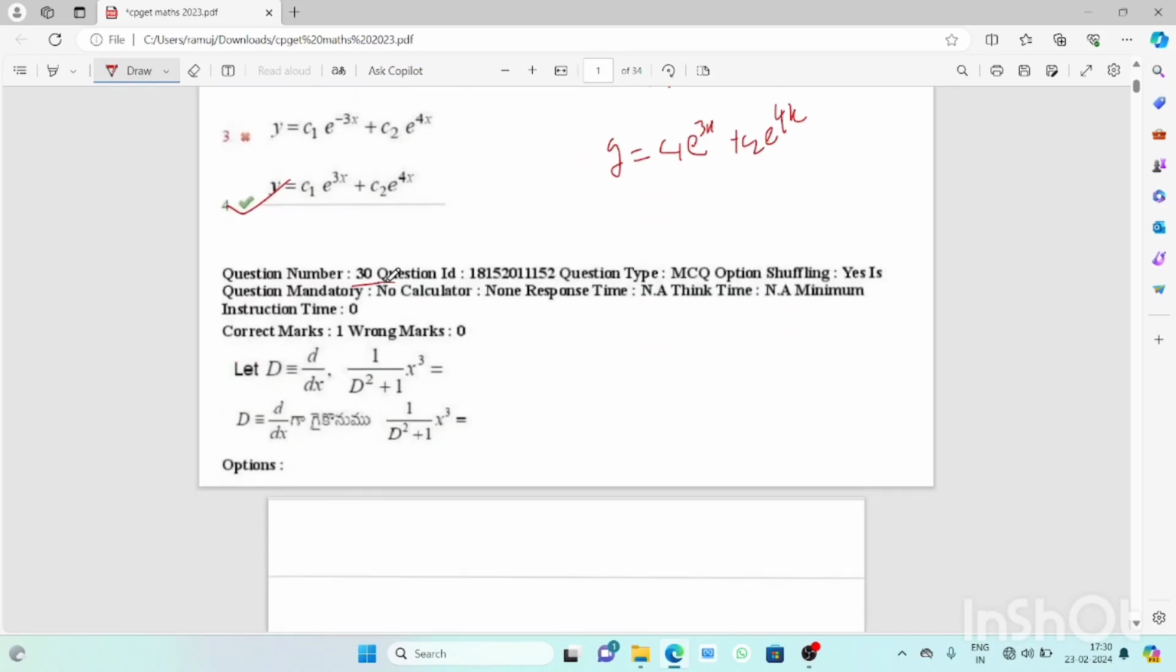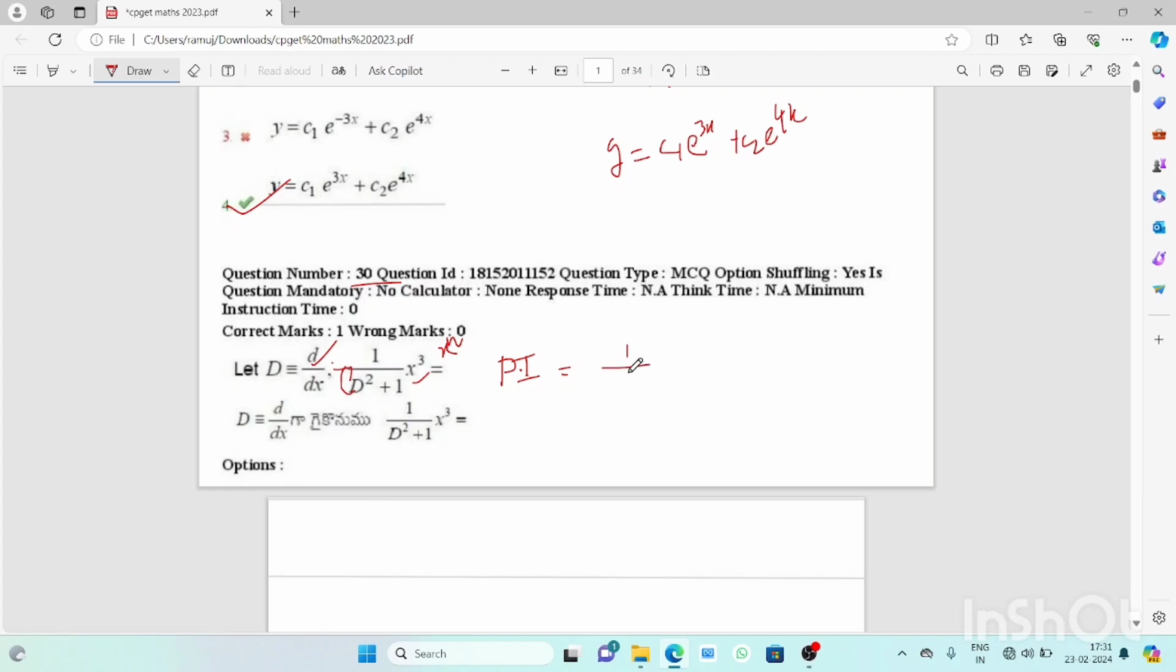Question number 30: D is equal to d by dx. What is the value of 1 divided by (D square plus 1) x cube? So he is asking to find the particular integral of a given differential equation. Whenever x power n is there, we have to take the denominator into the numerator, so we get a binomial expansion. So we simply get the solution of the particular integral. I will proceed that way.